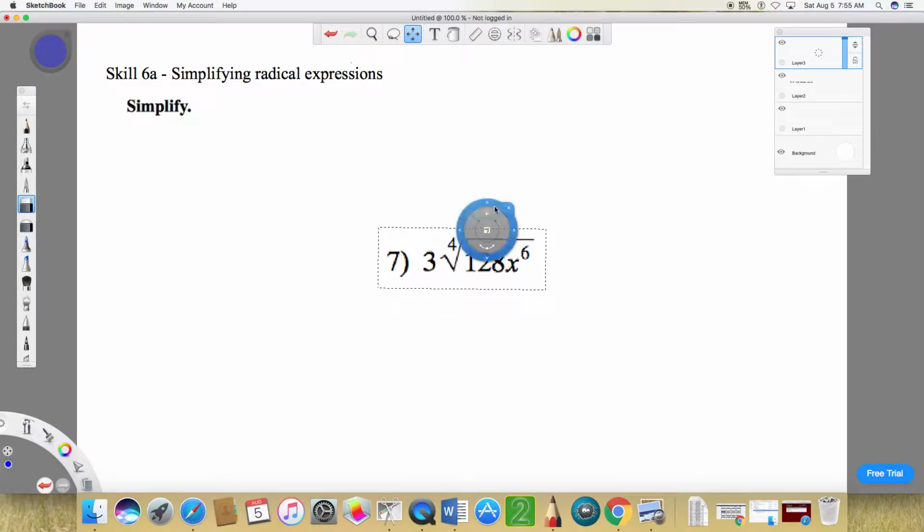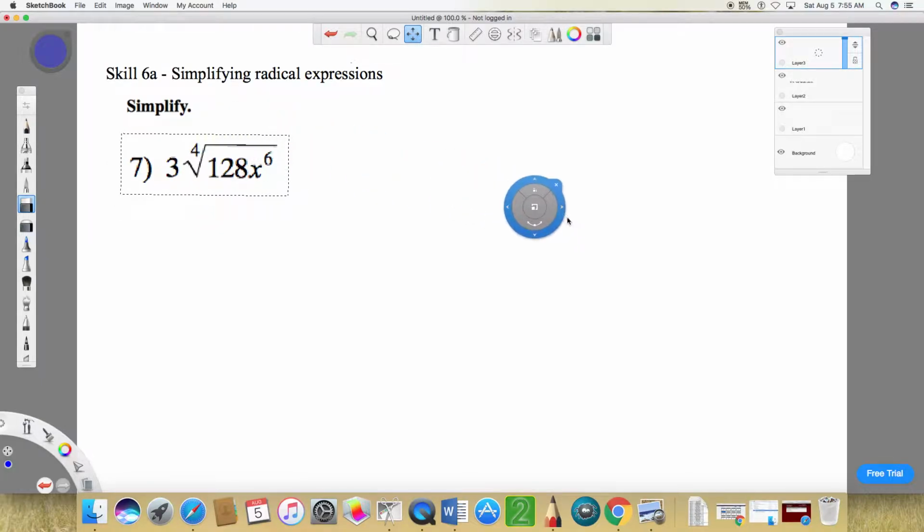In the other problems, the index on the radical was a 2, and we were looking for square roots. Well, here it's a 4th root. So the 3 is on the outside. It's just going to come along for the ride. I'm going to break apart the 128 and the variable.